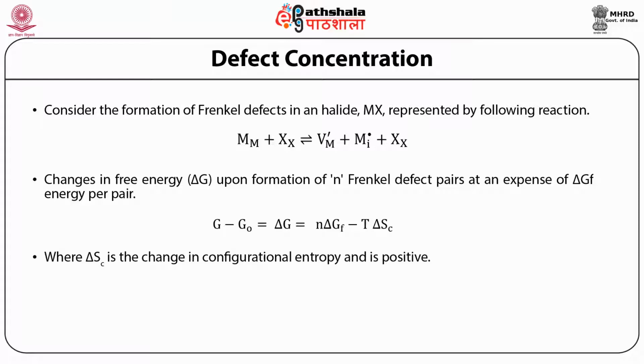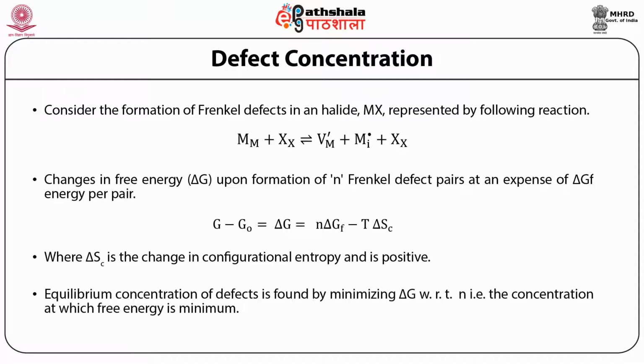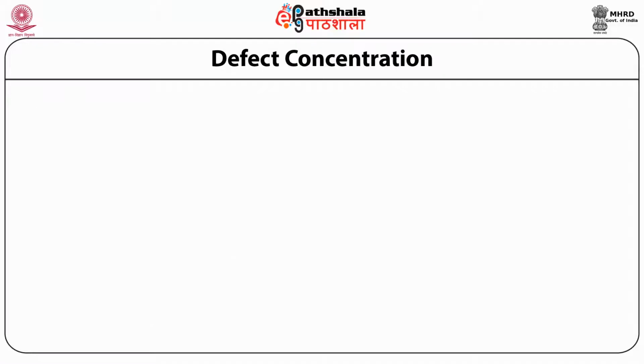Here delta SC is the change in configurational entropy and it is positive, whereas G is the free energy and N is the number of Frenkel defect pairs. The equilibrium concentration of defects is found by minimizing delta G with respect to N, that is, the concentration at which the free energy is minimum. Now let us find the defect concentration.